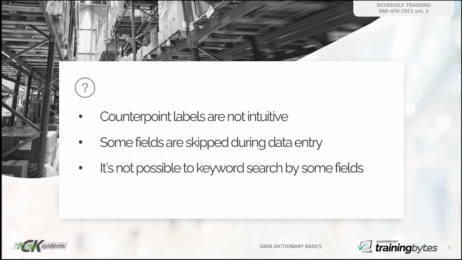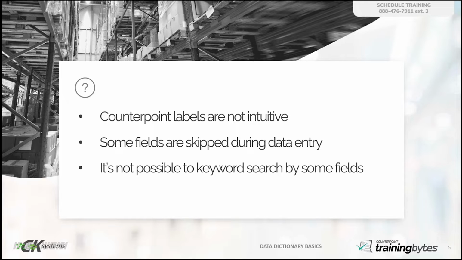You've probably noticed that when you look at an item record or a customer record, not all the labels are intuitive. Like address 1, address 2, address 3 in a customer record. What does that mean? Or a price 1 on an item record. What does that mean? So because of that, those fields might not get filled out. They might get skipped.